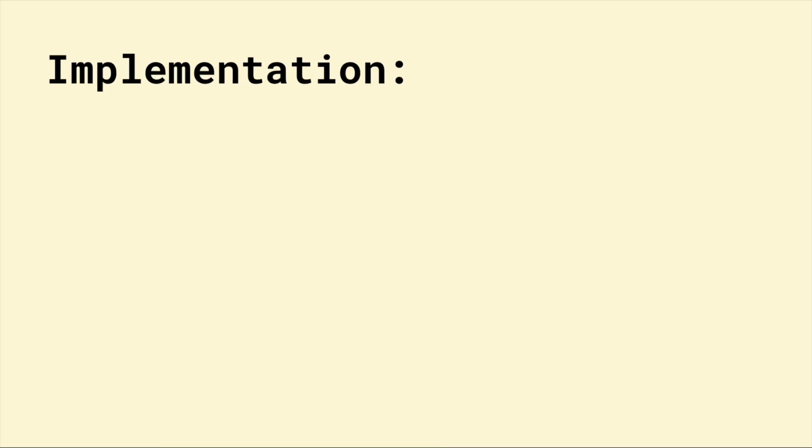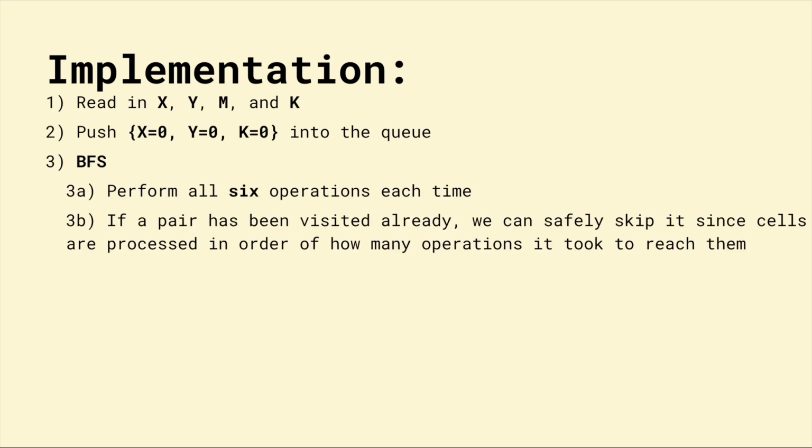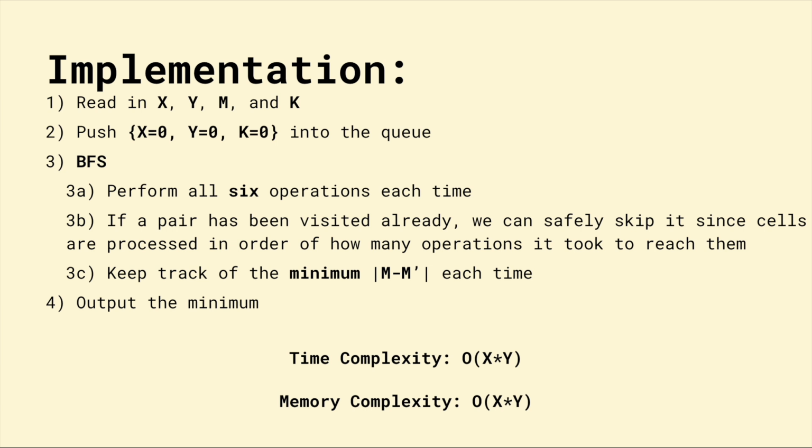Now let's take a look at our implementation. We read in our 4 variables, and then we push our initial state into the queue. We then start our BFS. We perform all 6 operations each time, and if a cell has been visited, we can safely skip it. For each XY pair, we keep track of the minimum difference between the target and the milk, and then we output the minimum. The time complexity is thus only O of x times y because each pair is only calculated once, and the memory complexity is O of x times y because we use a 2D grid with those dimensions to track visits. That's the general explanation done.